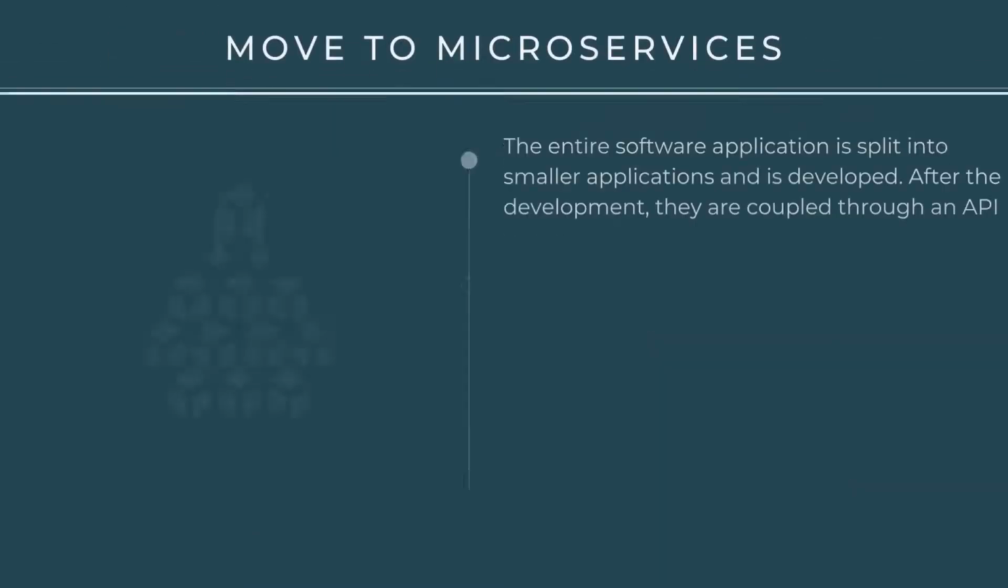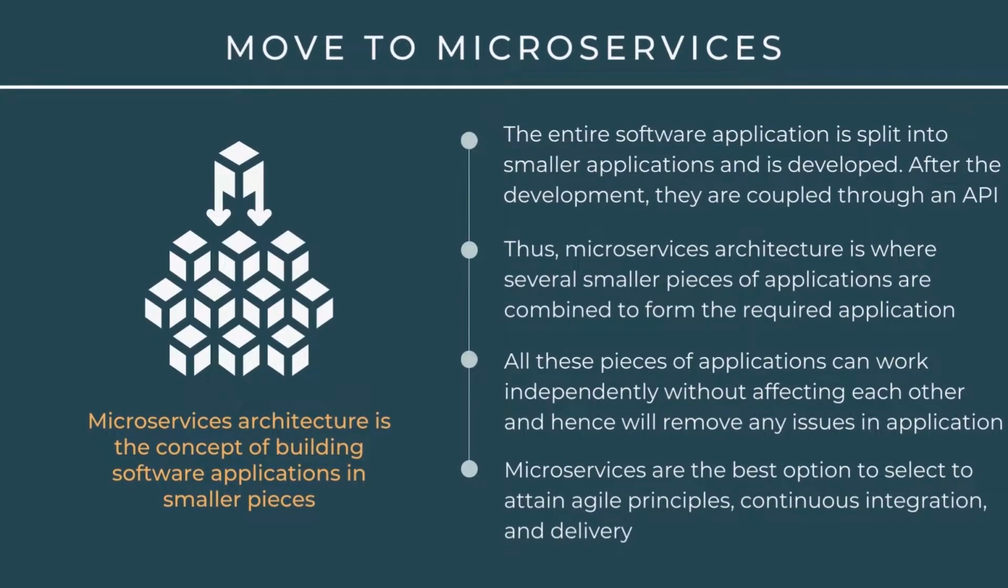Tenth, talking about move to microservices. Monolithic application development is the oldest kind of software development practice. With the advances in technology, microservices architecture is the concept of building software applications in smaller pieces. The entire software application is split into smaller applications and is developed. Once after the development, they are coupled through an API. Thus, microservices architecture is where several smaller pieces of applications are combined to form the required application of any size.